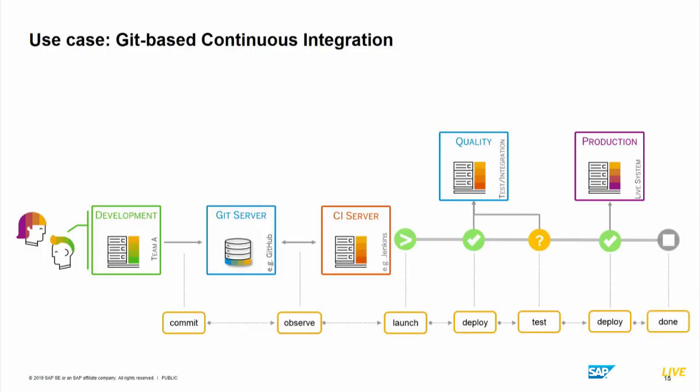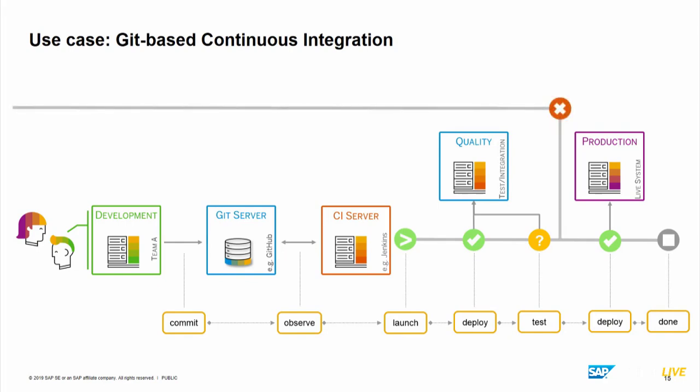This is observed by a CI server. This then launches some tests, deploys it, and launches some tests. If the tests are successful, it automatically deploys it to the production system, and you are done. This is the straightforward part.